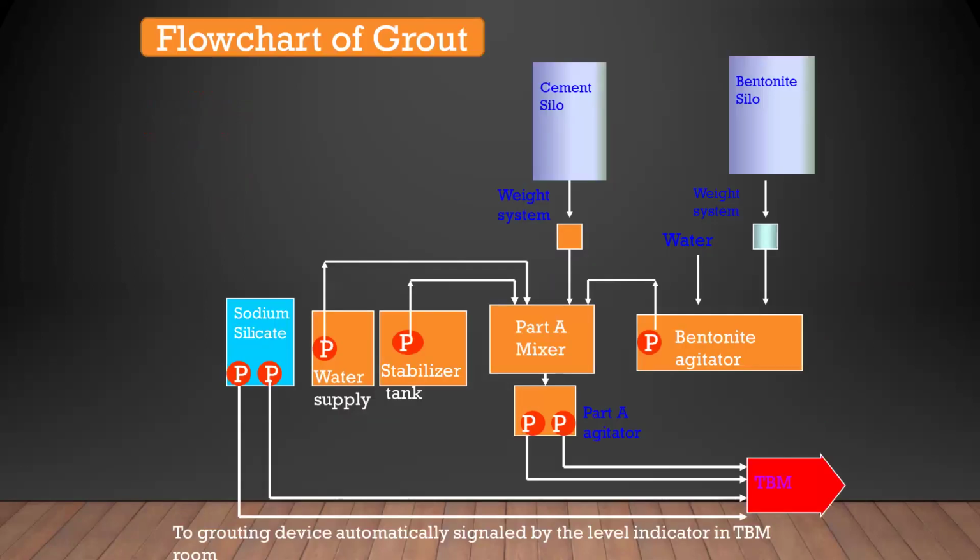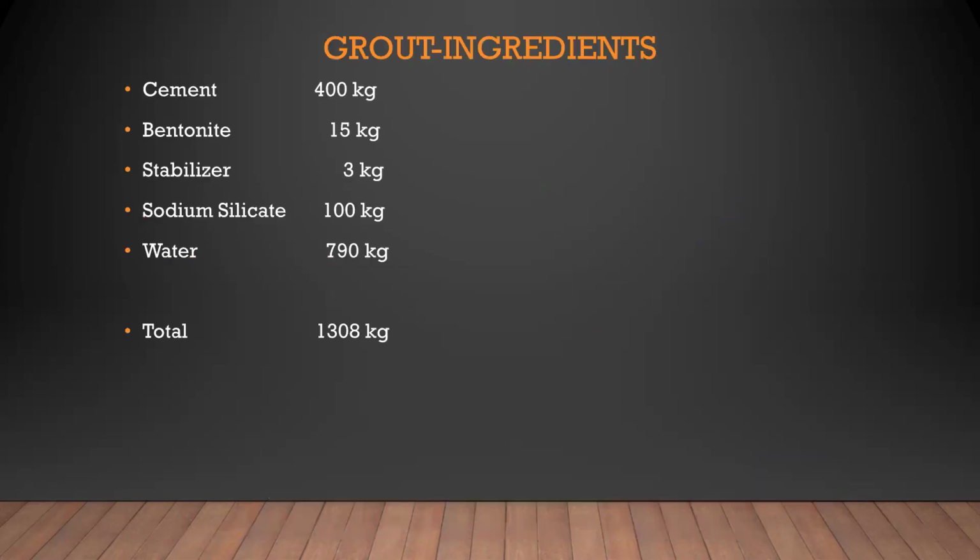This is the flow chart indicating the grout materials. Here, as I already said, liquid A and liquid B will be there. In liquid A, cement, bentonite, water, and stabilizer will be there. This will pass through one pipe to the TBM mixer. Then liquid B, sodium silicate, will separately pass to the TBM location area.